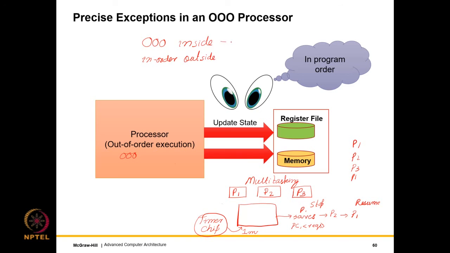So out of order inside will give us what? It is going to give us performance. In order outside will give us simplicity, intuitiveness, and correctness. Right? Correctness from the point of view of seamlessly stopping and resuming programs. So where have we stopped? We have stopped at a nice point where we say out of order inside, in order outside. And precise exceptions are a natural corollary of the in order outside philosophy.